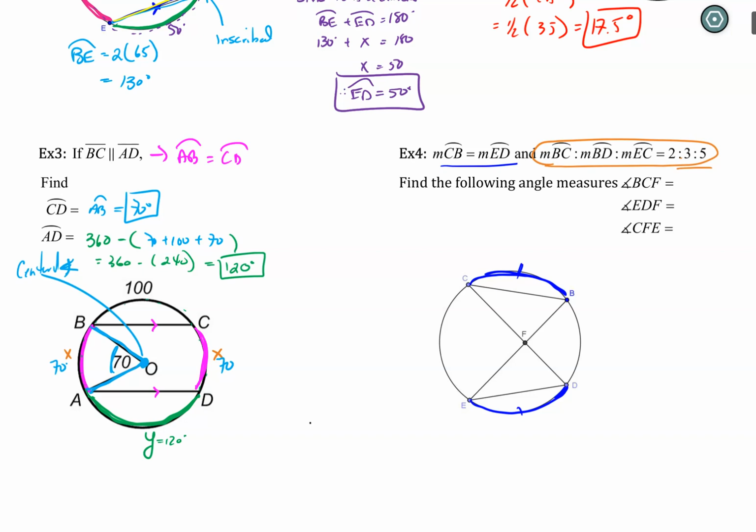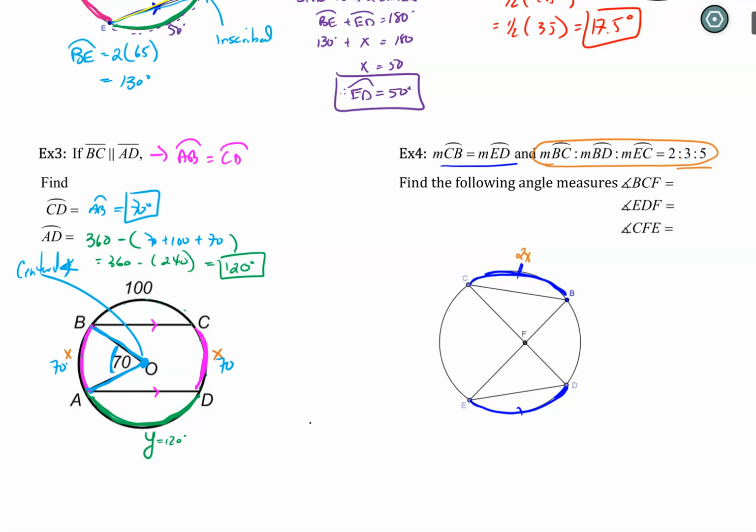So I'm going to put a little X next to each of these because I want to represent exactly what the measure is. This is just the ratio. And once I figure out what the multiplier is, which is the X value, it'll tell me the actual measure. So this first one is BC. So we're going to call this 2X.